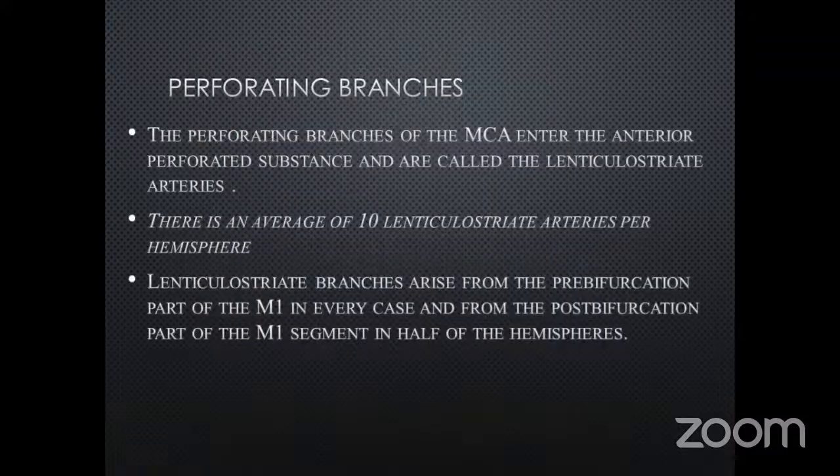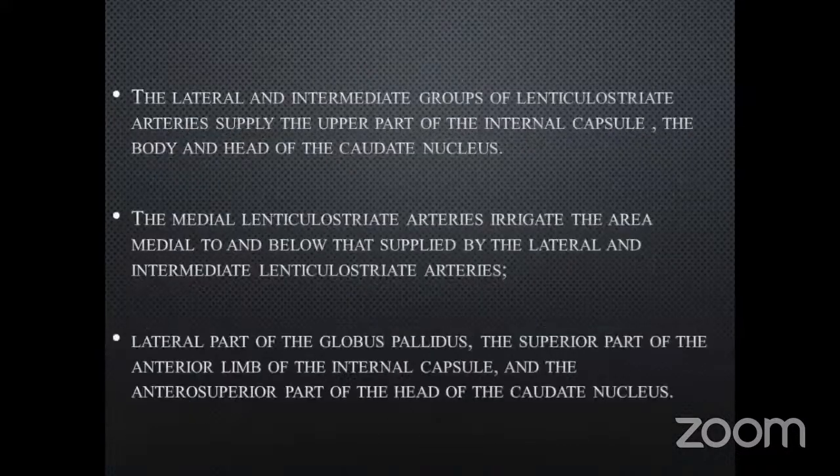So now coming towards the perforating branches of the MCA that enter the anterior perforated substance and are called the lenticulostriate arteries. There are an average of 10 lenticulostriate arteries per hemisphere. The lenticulostriate branches arise from the pre-bifurcation part of the M1 in every case and from the post-bifurcation part of the M1 segment in half of the hemispheres.